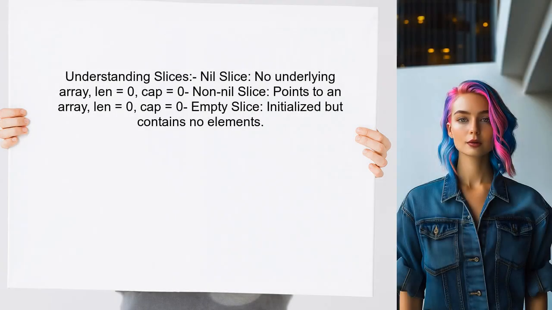To understand this, we need to break down what nil slices, non-nil slices, and empty slices actually are. A nil slice has no underlying array, which means its length and capacity are both zero. A non-nil slice can also have a length of 0, but it points to an underlying array. And an empty slice is simply a slice that has been initialized but contains no elements.